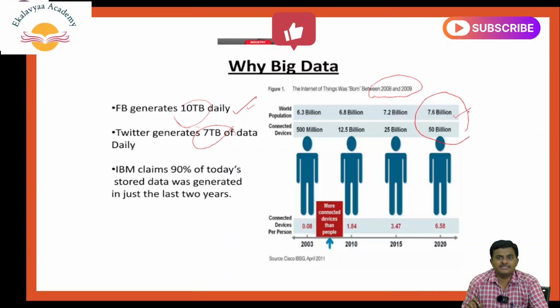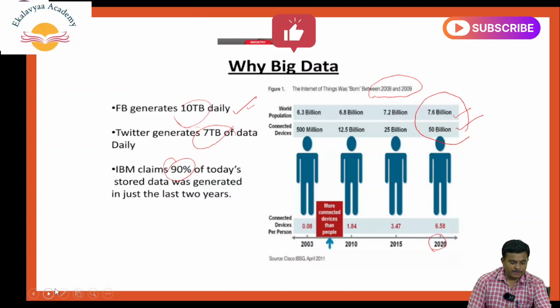So here are some examples. World population is 7.6 billion as per 2020, and connected devices are 50 billion devices. Now, IBM claims 90% of today's stored data was generated in the last 2 years. As per IBM analysis, whatever data is available today has been generated in the past few years only.